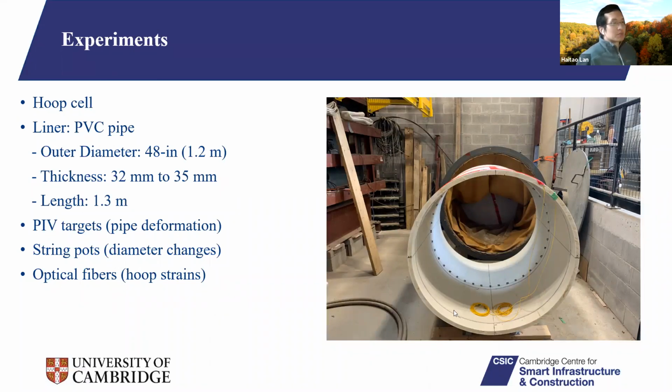We also installed some targets, these black dots around the inside of this pipe, to monitor the pipe deformation during our tests, as well as the fiber and the string pots to measure the strains and the deformation of the pipe. So the basic idea is we slip this PVC pipe into that hoop cell behind it and inflate that yellow bladder with water, so that there's a water pressure around this pipe to simulate those grouting pressures.